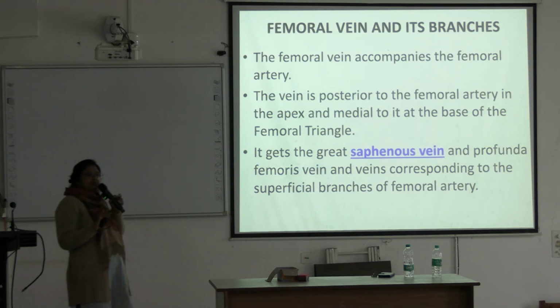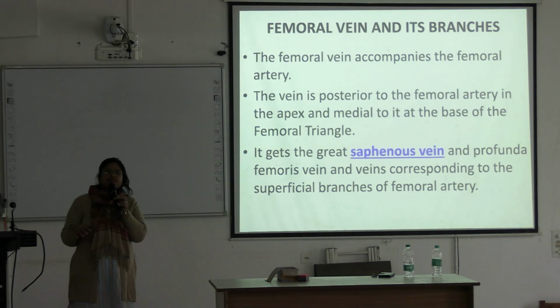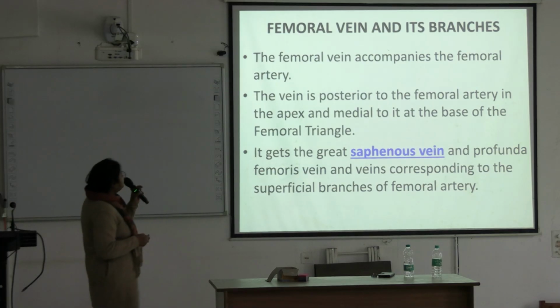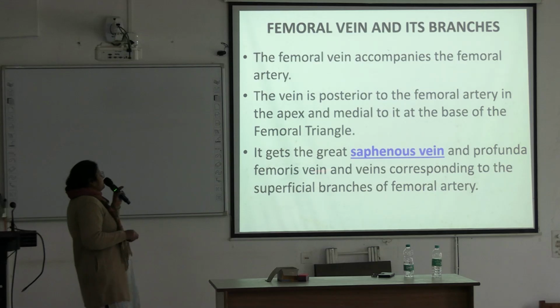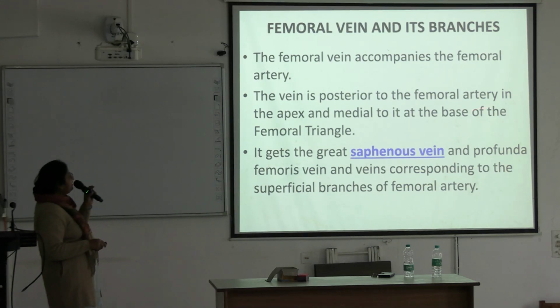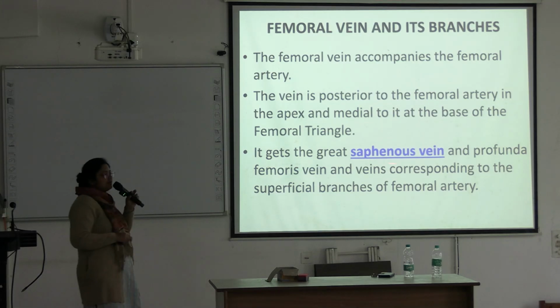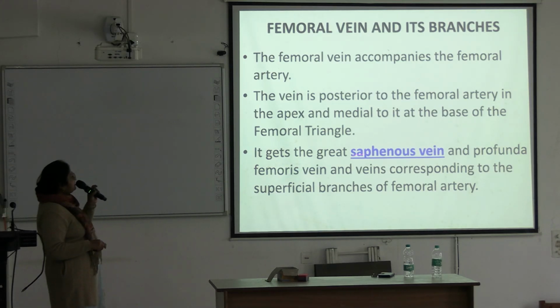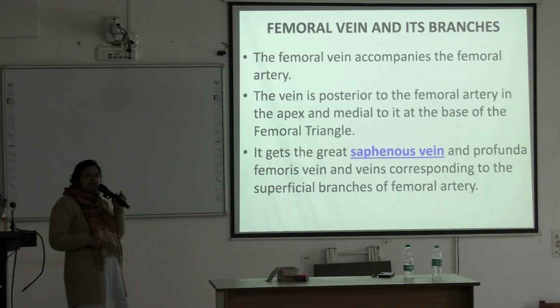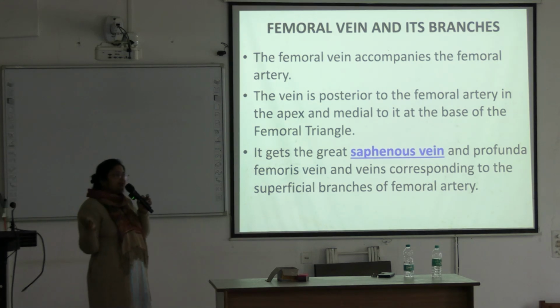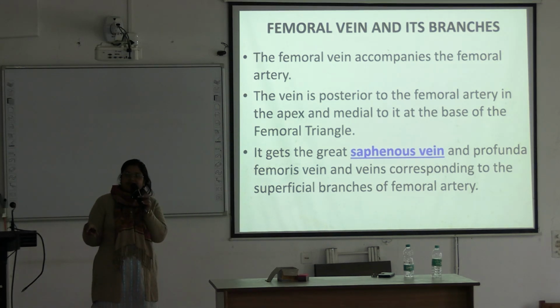Next, we have discussed the femoral artery in detail. Now we are going to the femoral vein and its tributaries. The femoral vein accompanies the femoral artery. The vein is posterior to the femoral artery near the apex and medial to it at the base of the femoral triangle. It receives the great saphenous vein, the profunda femoris vein, and veins corresponding to the superficial branches of the femoral artery: superficial epigastric, superficial circumflex iliac, and superficial external pudendal.